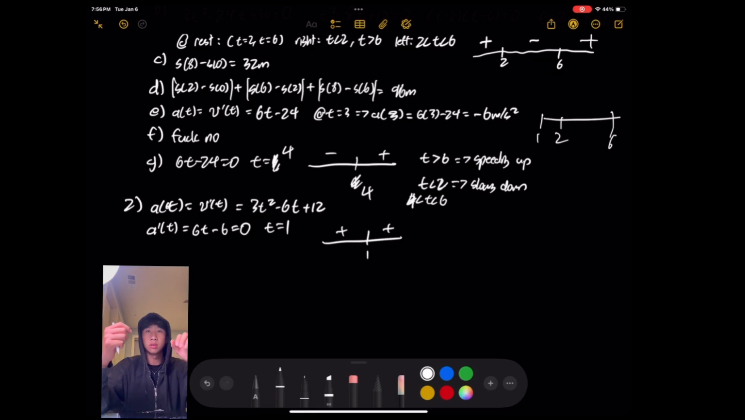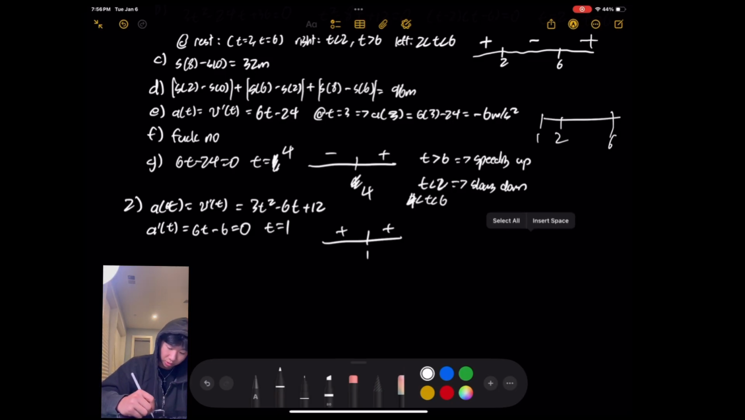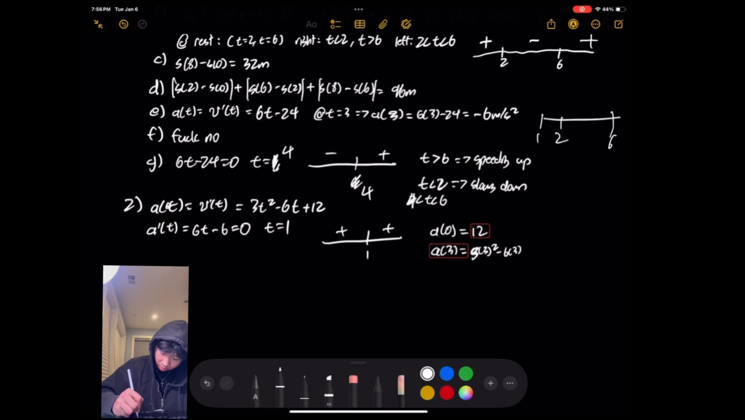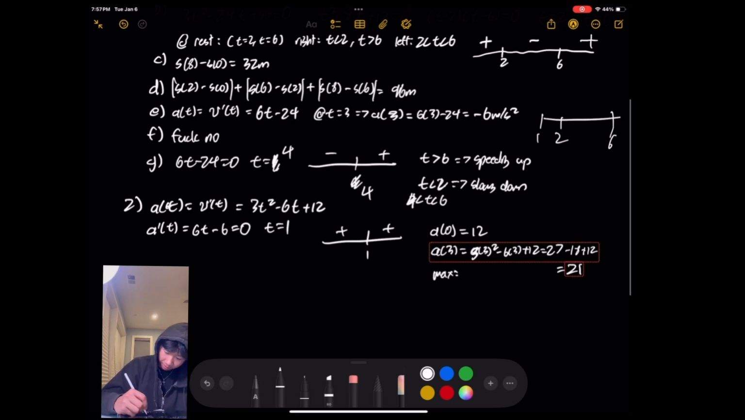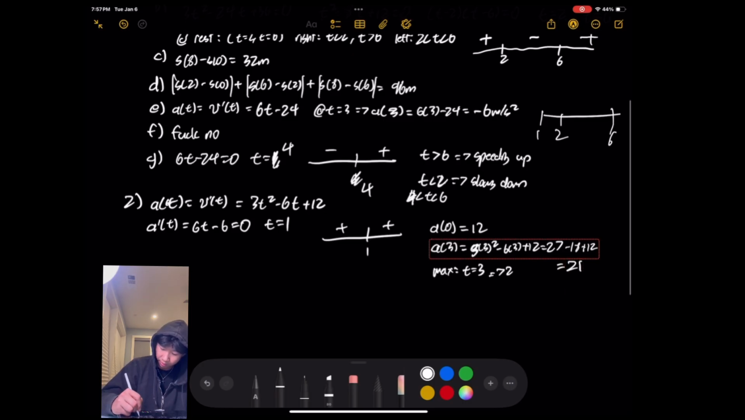Because remember, when we're finding minimum and maximum, we also have to check the interval endpoints. So we're going to check at 0. So a of 0 is going to be equal to 12, because that's 0 minus 0 plus 12. And a of 3 is going to be equal to 3 times 3 squared minus 6 times 3 plus 12, which is 27 minus 18 plus 12, and that is equal to 21. So this is the largest value. So we're going to say max is at t equals 3, which gives 21 meters per second squared.